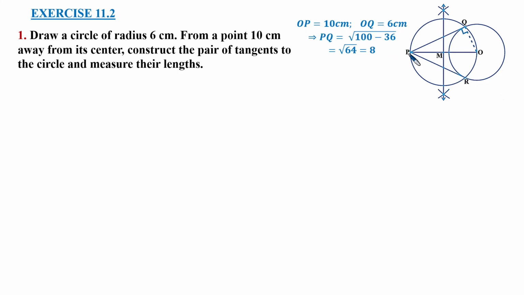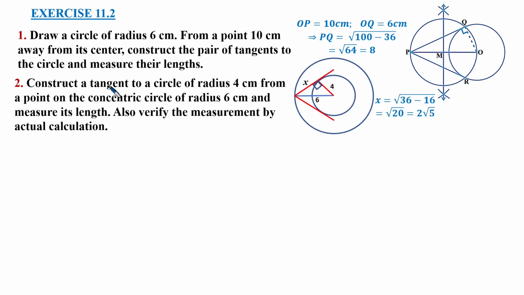Now you can find the distance here. OP is 10 centimeters and OQ is the radius, which is 6 centimeters. This is a right angle triangle, so I can use the Pythagoras theorem. That is, the hypotenuse squared is this square plus this square. These are very trivial, I will not repeat it. You have to change the side and take a square root.